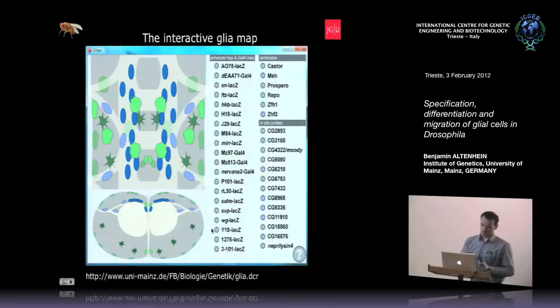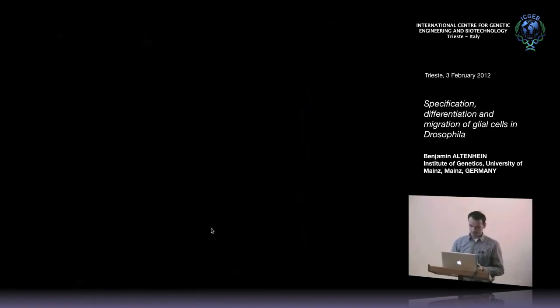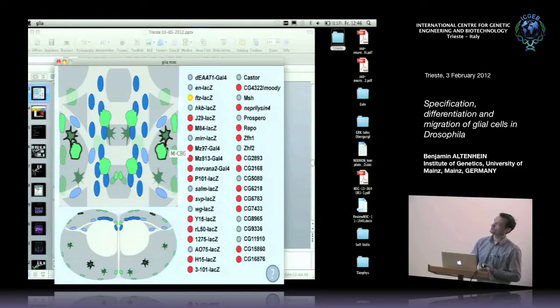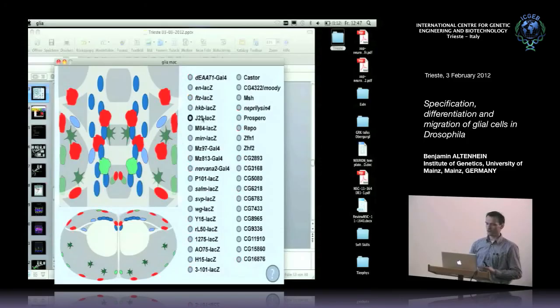And as a tool, I would like to show this. This is an interactive map of all the glial cells. It's basically the same cartoon that you've seen before. When I move the cursor over these cells, which is really a nice tool for us to play around with, I can look at individual glial cells and get an idea of which markers they express, which marker I can use to address a particular glial cell in a respective mutant background, or vice versa. I can look at these markers and see how they are expressed in which glial cells.